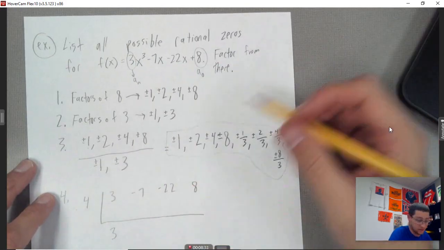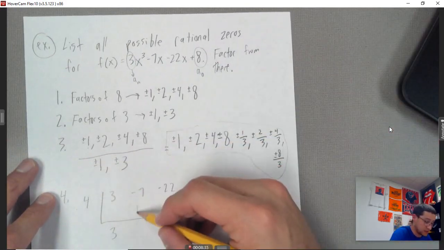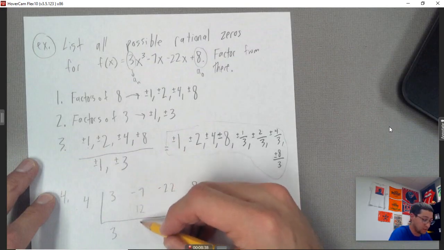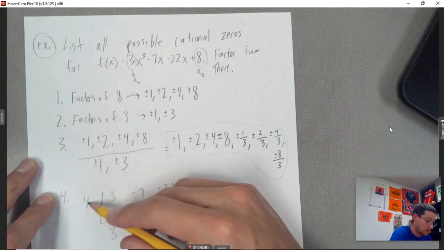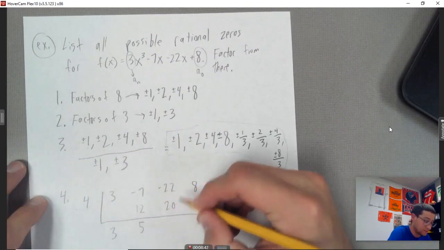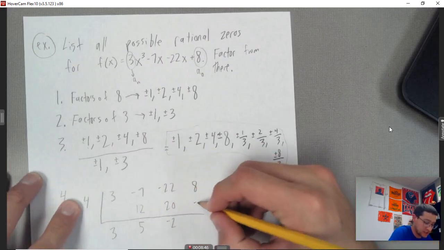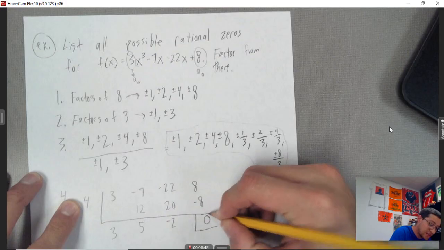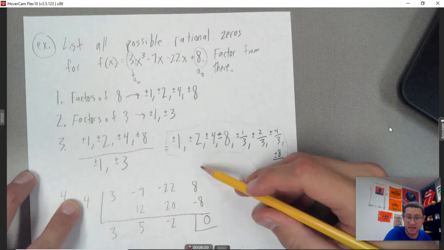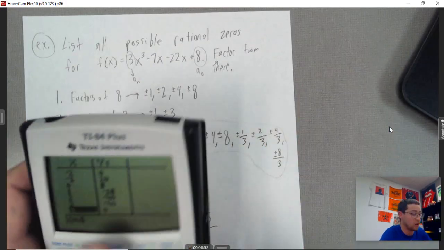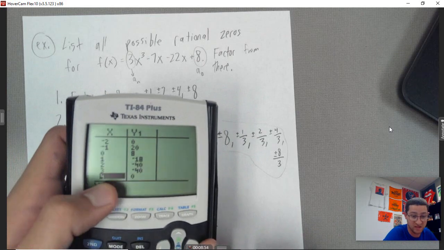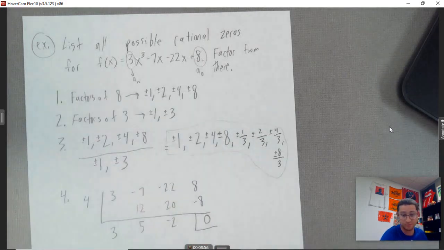Bring down the 3. We're starting synthetic division. Okay, 4 times 3, that gets me 12. -7 plus 12, that gets me 5. 4 times 5, that gets me 20. -22 plus 20, that gets me -2. 4 times -2, that gets me -8. And good thing that I did get a 0 here because that was what we had already essentially confirmed with this 4, and you get out 0.